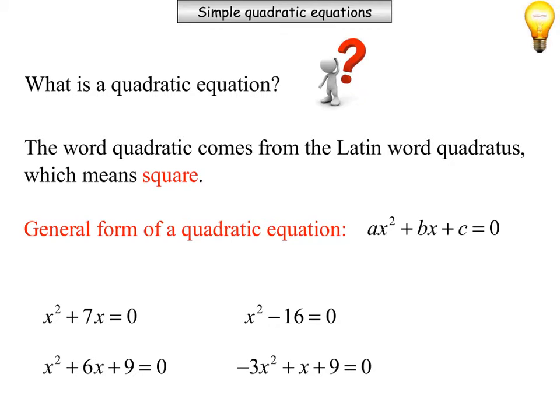Now, the highest number of solutions we can have is going to be 2. Normally when we've seen equations, we've got one solution, but here we can have 2. Sometimes we have 1, sometimes we don't have any. But the maximum number of solutions for quadratic equations is 2.